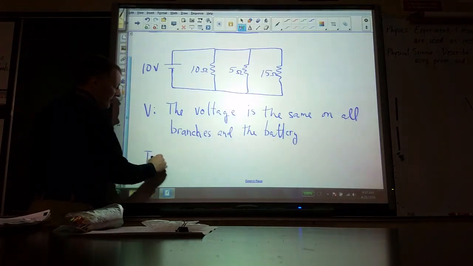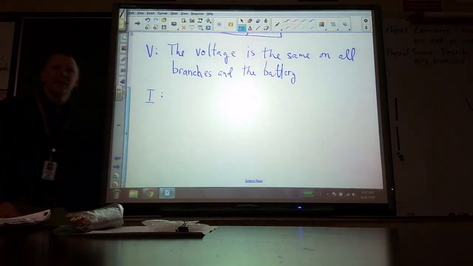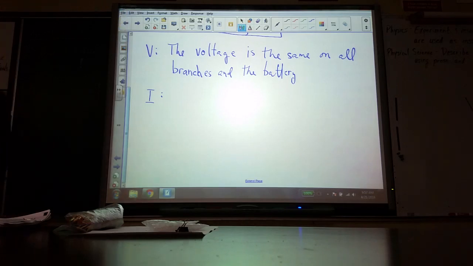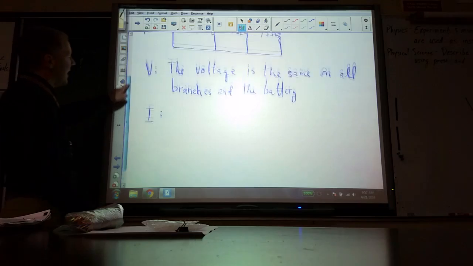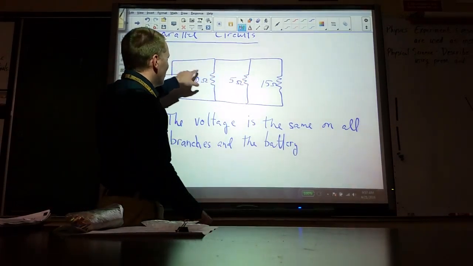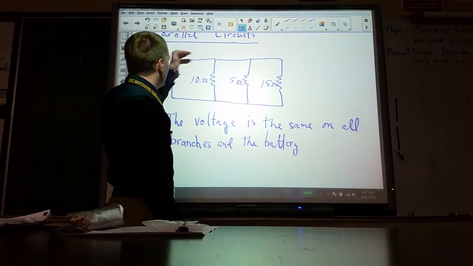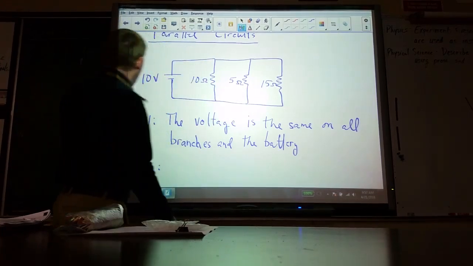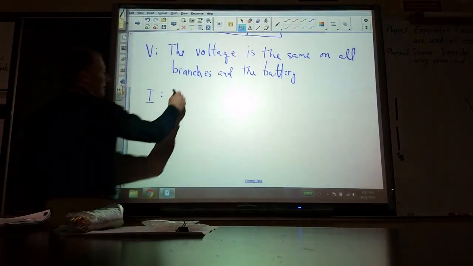What do we know about currents in a parallel circuit? The branch currents add up to the battery current? Yep, because battery current comes out and then it goes through one of these branches. So if we add all of the branches up, we must also then be getting how much comes out of the battery.